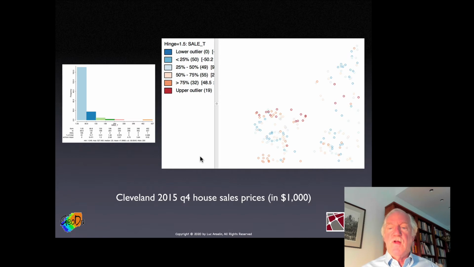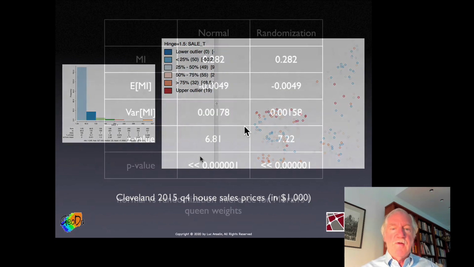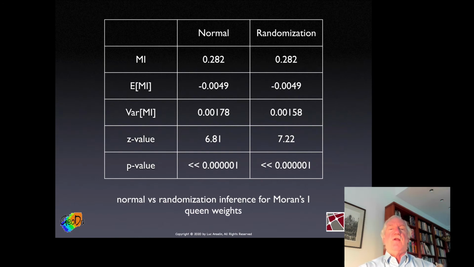So we have these house sales. What we're looking for is, are there situations where there's groupings of the blues and the reds and the browns, more so than would be the case under spatial randomness. Okay, here's the analytical approach.